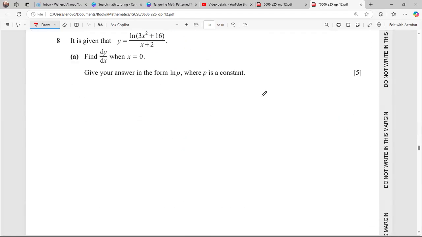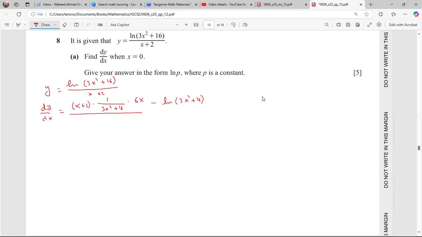Okay, I hope it's clear. I'm not confusing you. Now question number 8. It is given that y is equal to log of 3x squared plus 16 over x plus 2. So what is dy by dx? I will use the quotient rule. Lower function into derivative of the upper function, log is 1 over 3x squared plus 16 into derivative of this thing, which is 6x, minus upper function, so log of 3x squared plus 16 into derivative of lower function, which is 1, and divided by the square of lower function, it is x plus 2 square.